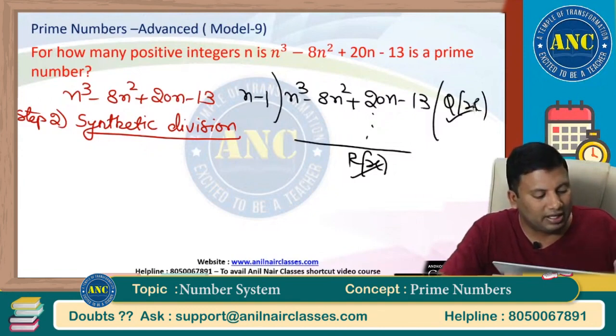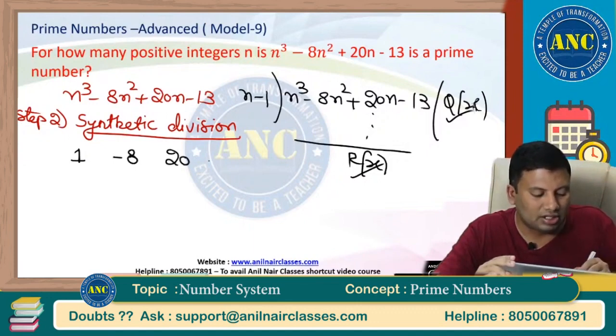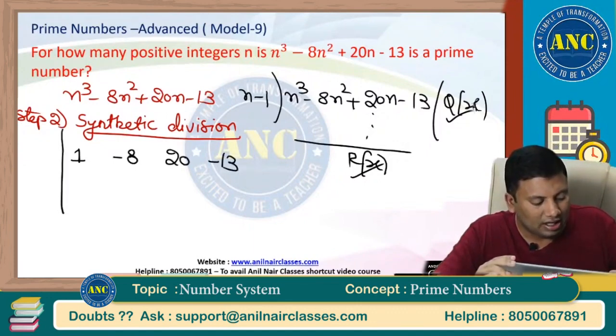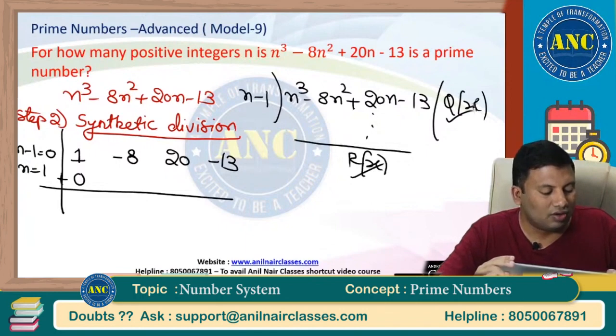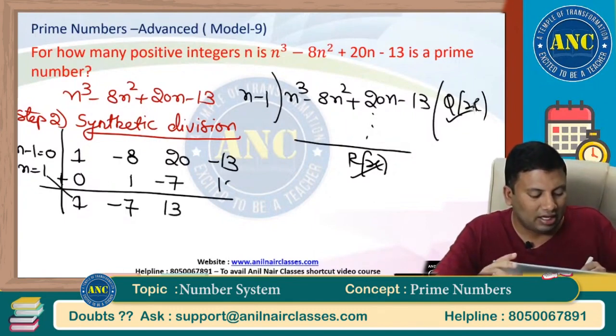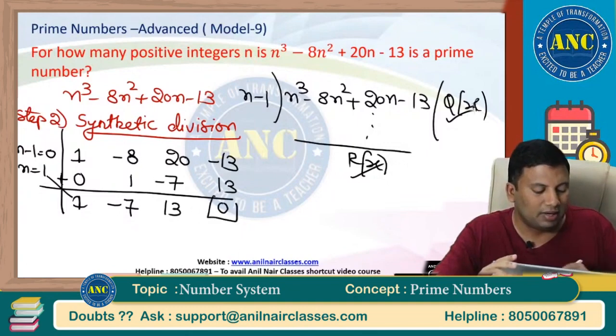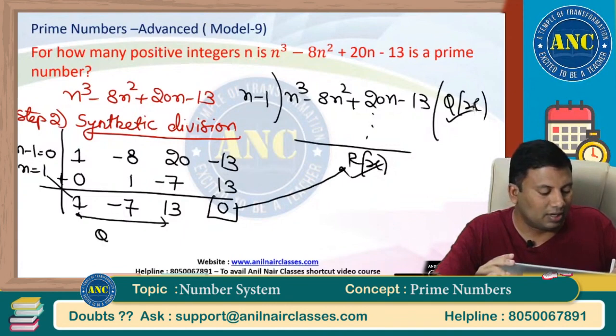How is it obtained? Write down the coefficients in serial order: 1, minus 8, 20, minus 13. N minus 1 is a factor, so put it equivalent to 1. Start with 0. 1 plus 0 is 1. Cross multiply. Minus 8 plus 1 is minus 7. This is minus 7. 20 minus 7 is 13. 13 ones are 13. This is nothing but 0. This is the remainder 0, and this is the quotient.